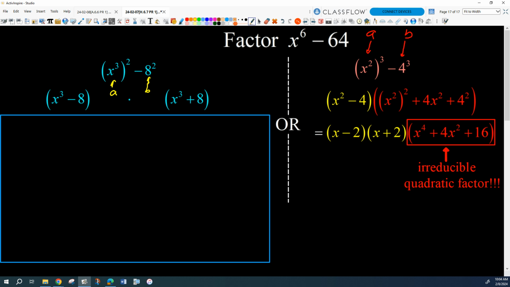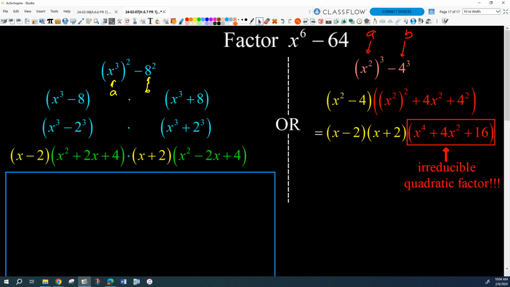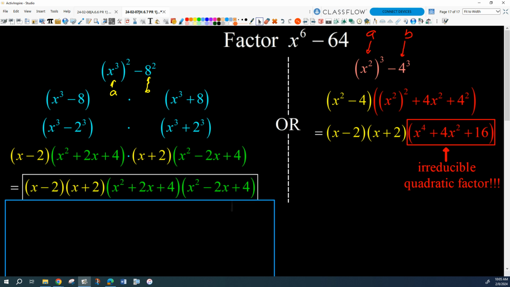Okay, so now what? Difference of cubes. That's x cubed minus 2 cubed, right? And x cubed plus 2 cubed. Okay, well, those are patterns we know. Isn't this going to give me a is x, b is 2, so I get a minus b times a squared plus ab plus b squared, right? Here I have a cubed plus b cubed, so a plus b times a squared minus ab plus b squared. And look what we get here now.